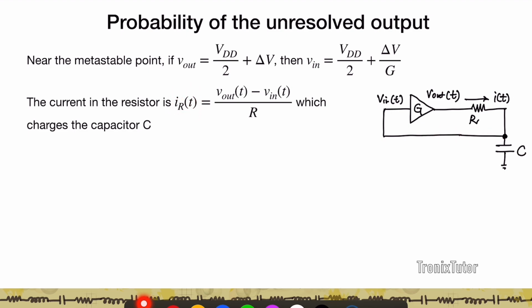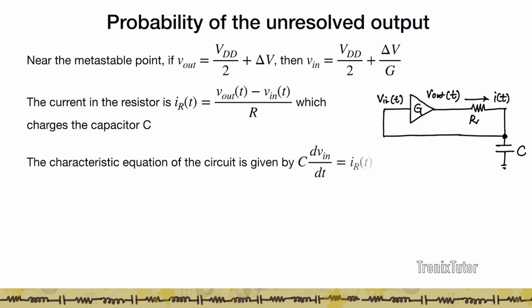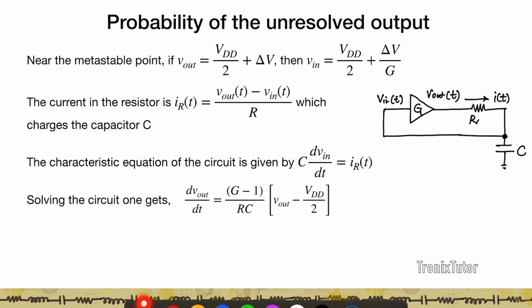So IR of t is given by V out of t minus Vn of t by R, and that charges up the capacitor. So the characteristic equation of the circuit is C dVn by dt is IR of t. This current flowing through the amplifier is what charges up the output capacitance. If you solve this equation and express it in terms of V out, you get dV out by dt is G minus 1 by RC into V out minus VDD by 2.